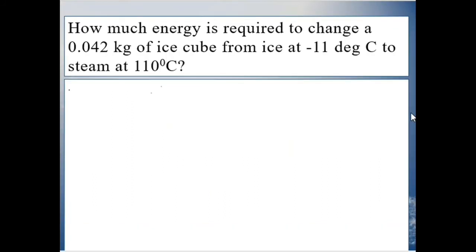Okay, so let's solve the next item. How much energy is required to change a 0.042 kilogram ice cube from ice at negative 11 degrees Celsius to steam at 110 degrees Celsius? So let's graph it first so that you can understand it better. Where did I get the formulas?